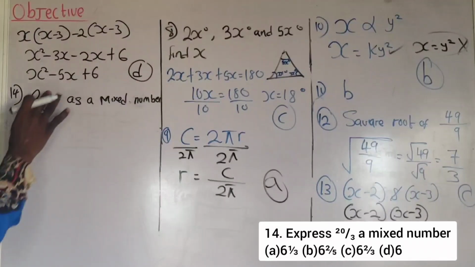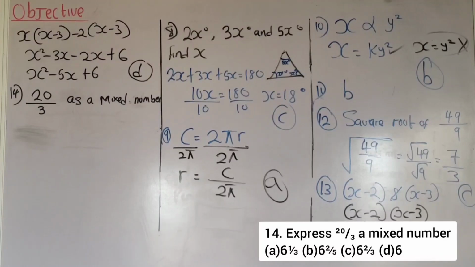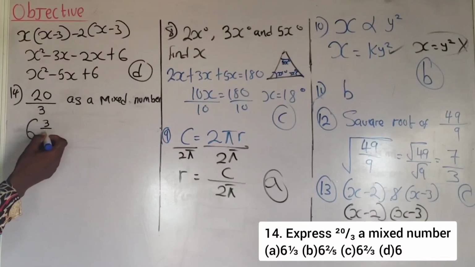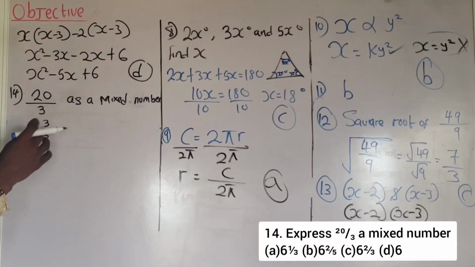Okay? So let us express 20 over 3 as a mixed number. 20 divided by 3 will give us 6. So I'm going to have 6 whole number. 6 times 3 is what? 18, right? Now, if you subtract 18 from 20, that will remain what? 3, right? So the right option is 6 whole number 3 over 3. Oh God, I made a mistake.